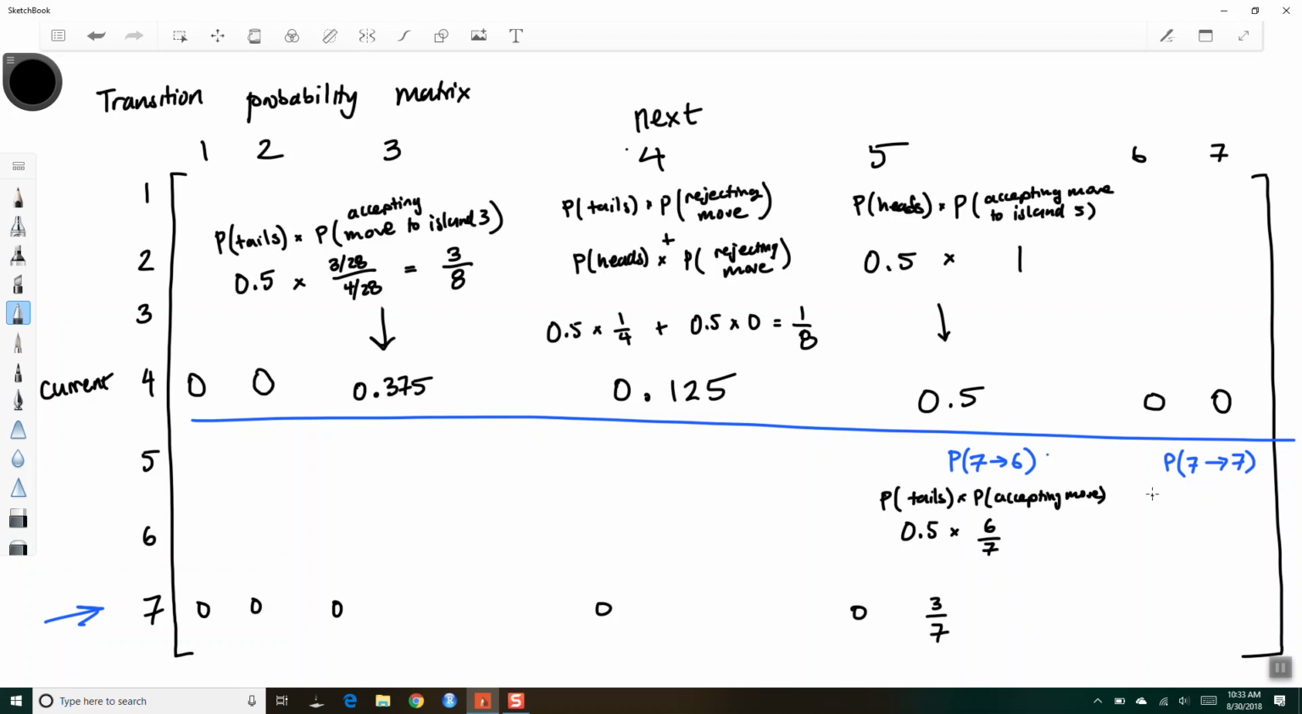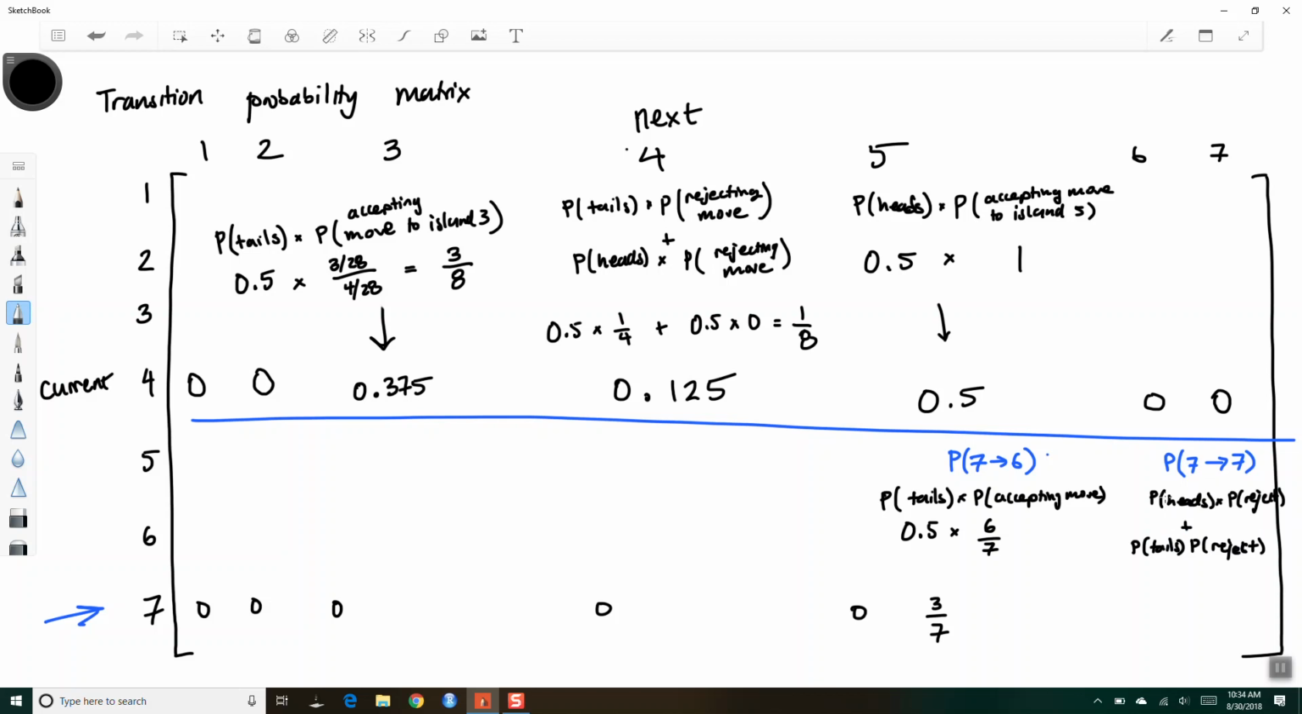Okay, so here it would be the probability of flipping heads times the probability of rejecting, plus the probability of tails times the probability of rejecting. Right? Because that's the only way we end up back at our current island, is if we proposed something else and then we rejected it, right?